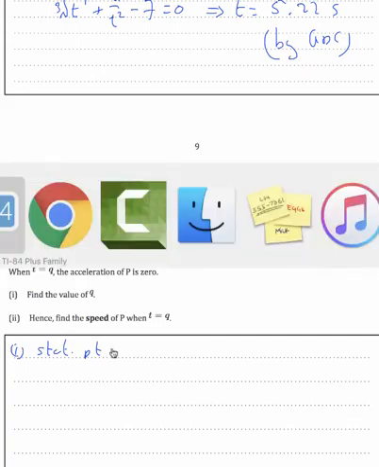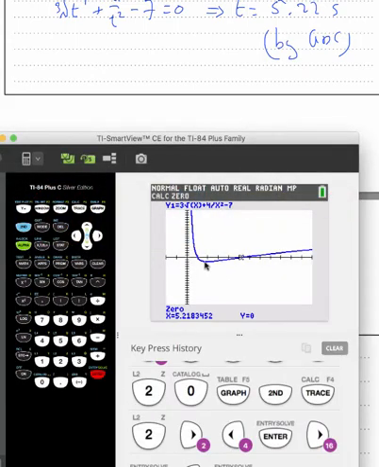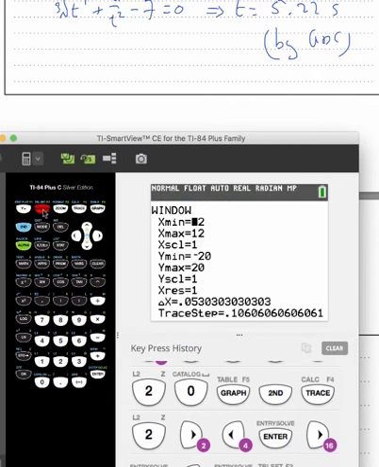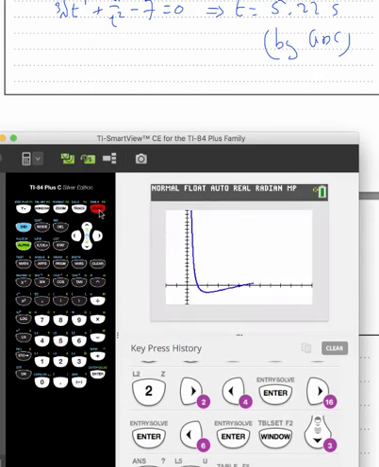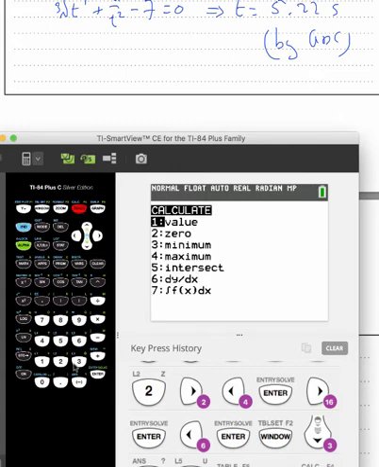This is paper 2, so let's find it over there. I'm going to change my window a little bit so I actually see what's going on. Let's go. This looks to be sufficient. Yes. All right, let's find that. Okay, second calc, minimum.